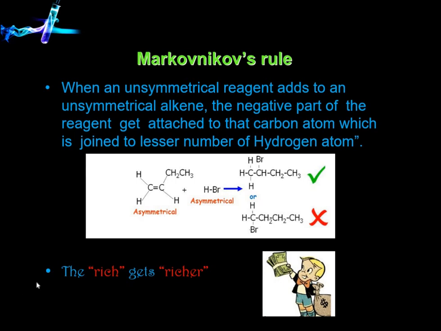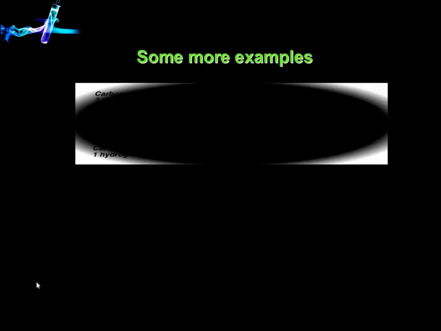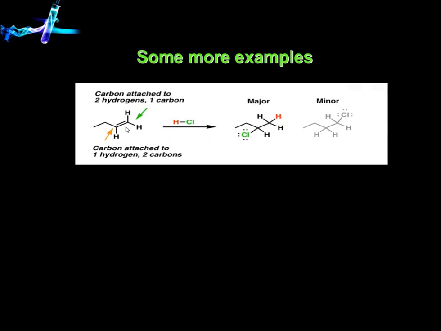Now I am going to show you some more examples which follow Markovnikov's rule. You can see in this example, this is a double bond, and this carbon atom has 2 hydrogens and this carbon atom has 1 hydrogen only. When HCl is added to it, chlorine, according to Markovnikov's rule, should go towards the carbon atom holding less hydrogen, and the hydrogen shown in red will be attached to the terminal carbon, making it richer in the number of hydrogen atoms. So this will be the major product produced.